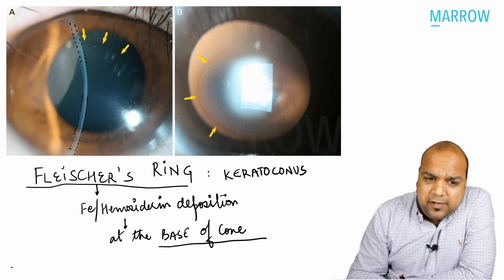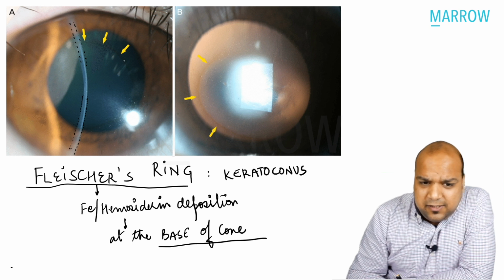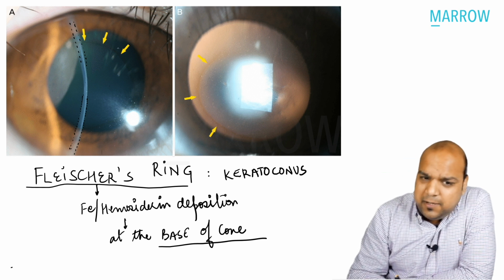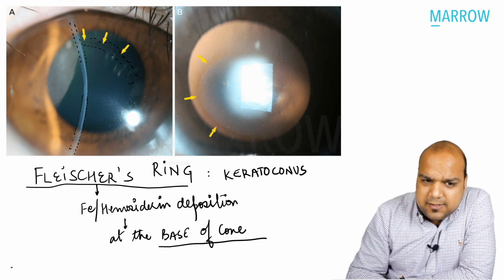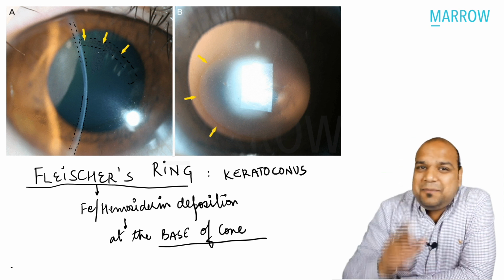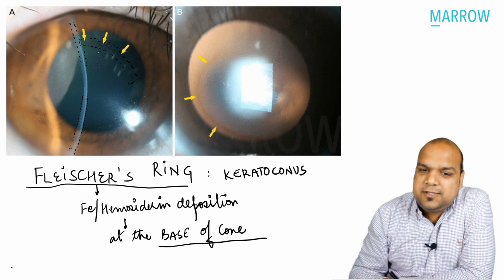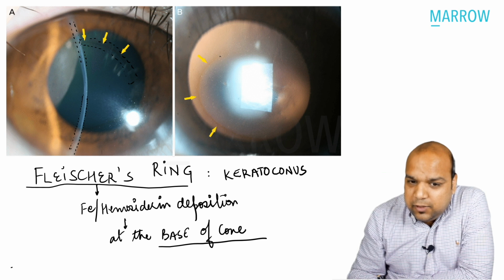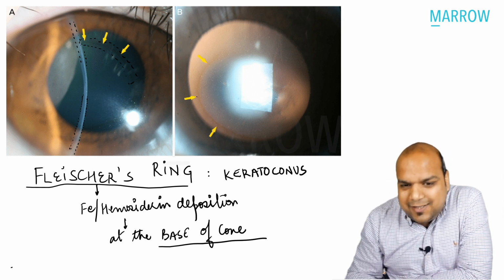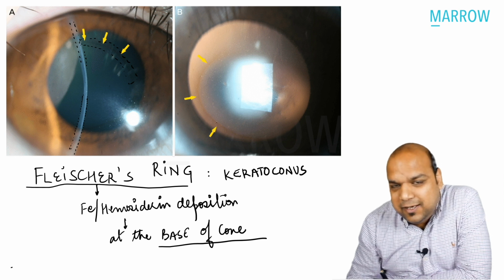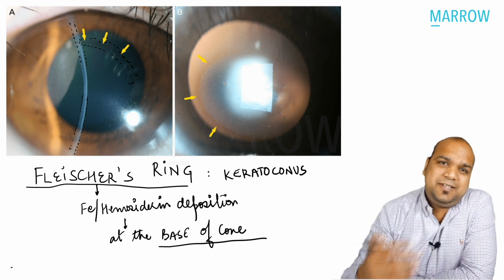What other thing I am trying to see is, can you see this faint dark brownish ring, everybody, marked by these yellow arrows? See this line, this ring. This is the base of the cone, and this is what Fleischer's ring looks like. Or if you see the other photograph here, where my pointer is moving right now, you can see a deposition at the base. And this is what a Fleischer's ring is.